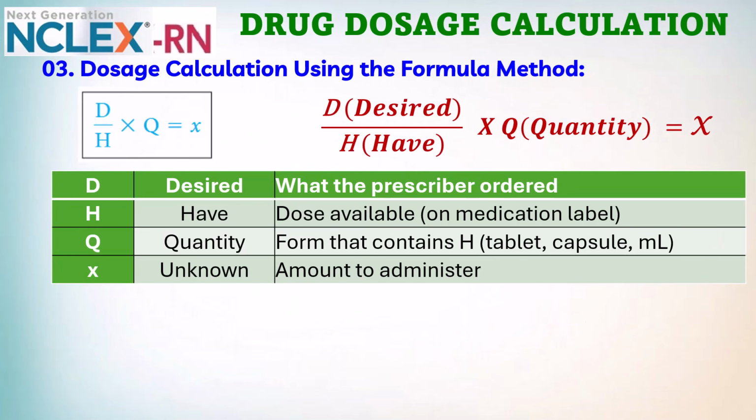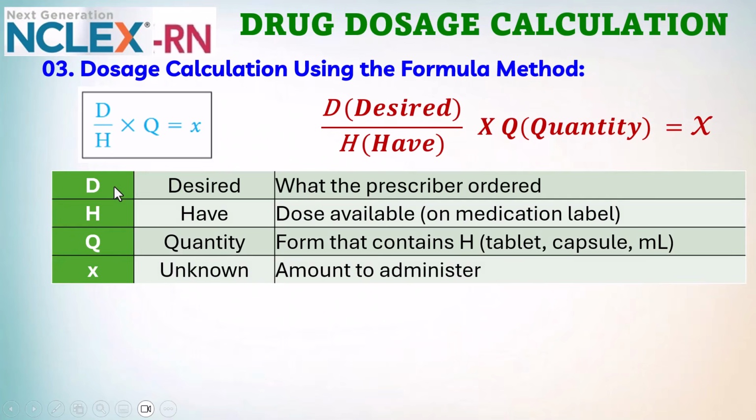Here's the formula you must memorize. D divided by H multiplied by Q equals X. Now let's break that down. Say it with me. D over H times Q equals X.